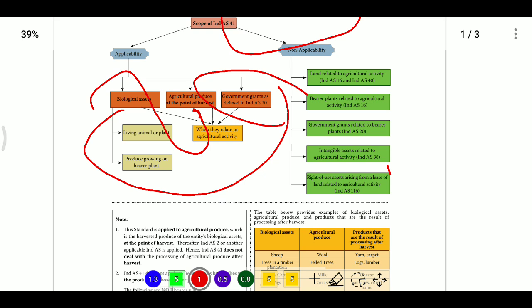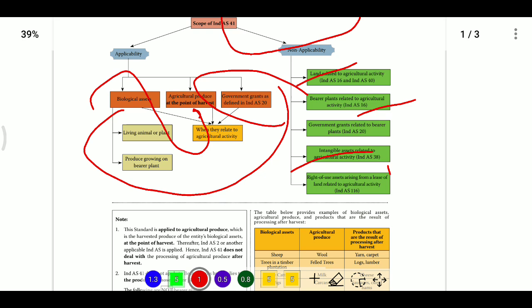Now this Ind AS is not applicable to the following items even if the entity is engaged in agriculture activity. It will not be applicable to bearer plants. It will not be applicable to PPE also, property, plant and equipment, or investment properties. And it will not be applicable to intangible assets, so Ind AS 38 intangible assets applies there.